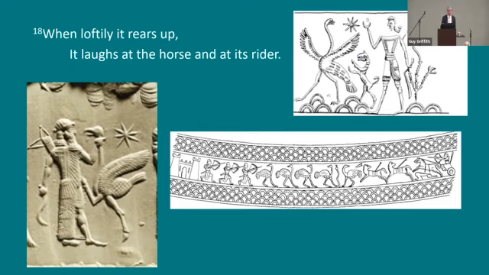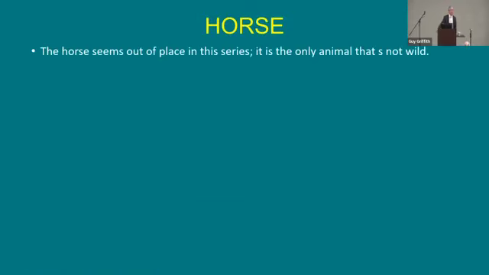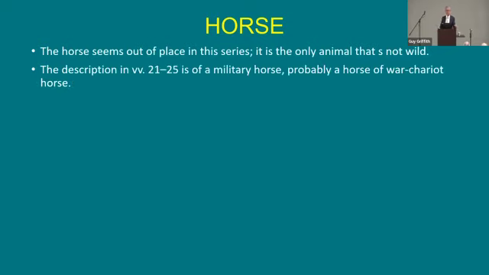Okay. So then the next passage is the horse. This seems out of place because of all the animals, this is the only one that is not wild. And so commentators think that it really should not be here. The reason it's here is because the preceding passage ended with horse and rider. And so the description of a horse in verses 21 to 25 is of a military horse, clearly, probably a horse of a war chariot.